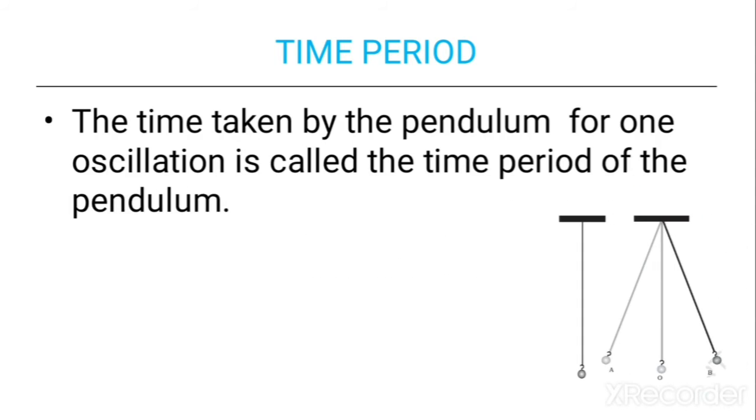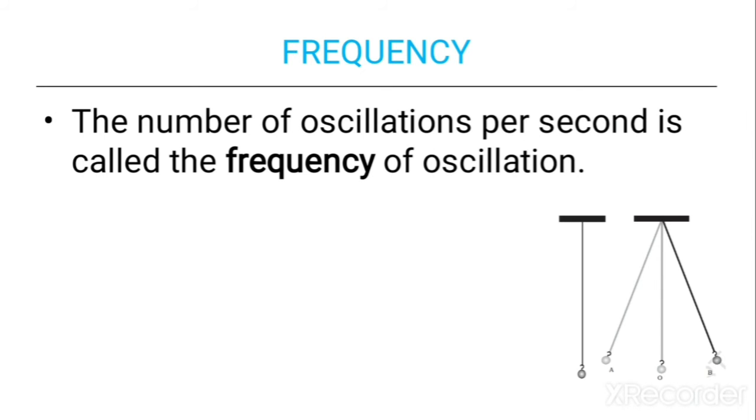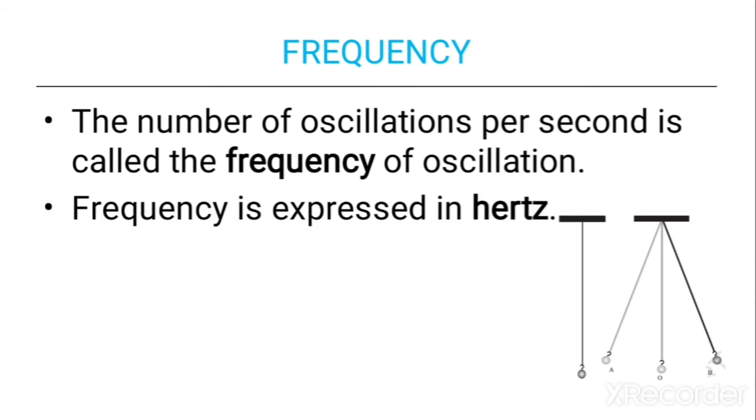The time taken by the pendulum for one oscillation is called time period of the pendulum. Okay, so time taken by the pendulum for completing one oscillation from here until here again, that becomes one time period. Okay, what is frequency? The number of oscillations per second is called frequency of the oscillation. I will repeat, number of oscillations covered per second is called frequency of the oscillation. Frequency is generally expressed in hertz and the symbol for it is Hz, which is hertz again.